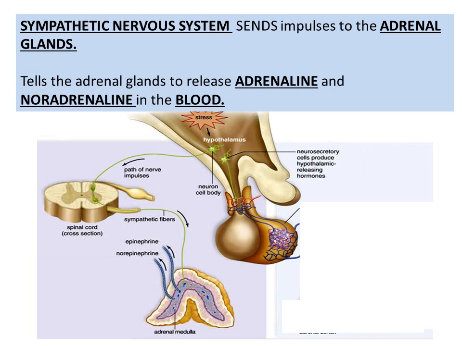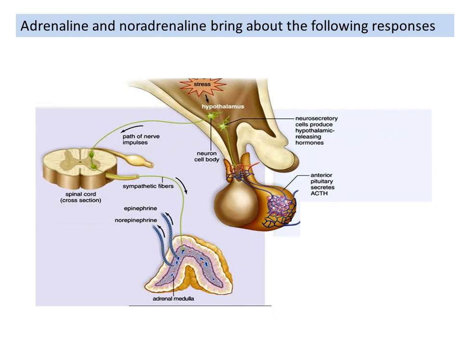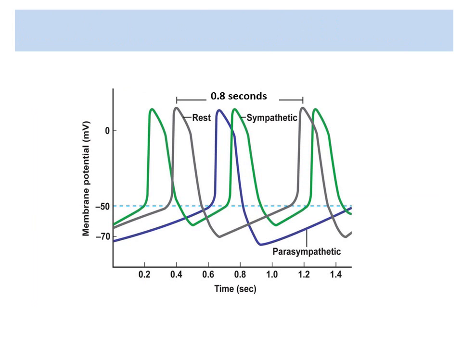Now you can see on this diagram they're called epinephrine and norepinephrine, but they are exactly the same thing, so don't be concerned if you see that term elsewhere. Adrenaline and noradrenaline are going to cause a range of different responses in the body, some of which you'll be very familiar with. So let's just quickly run through some of them.